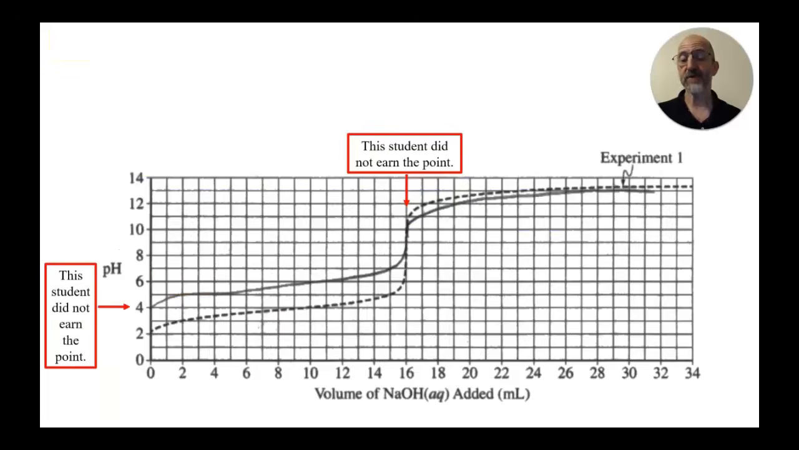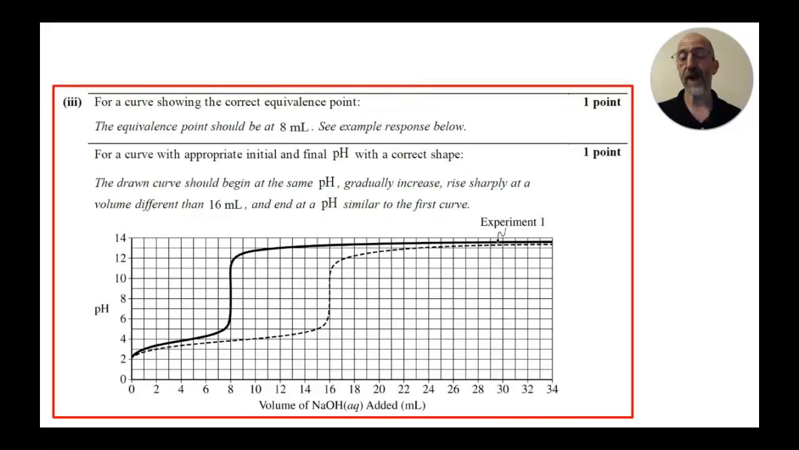So again, on that student's graph, they did not earn that point because the location of their equivalence point did not change. It should have been at 8 milliliters. So there, on the official scoring guidelines, is that the equivalence point should be located at 8 milliliters because we doubled the concentration of the titrant. So we cut the volume of the titrant in half as far as that's concerned. And the initial pH should be the same in both trials.